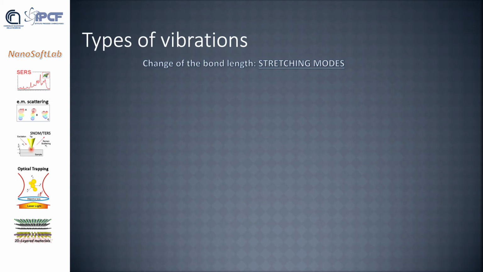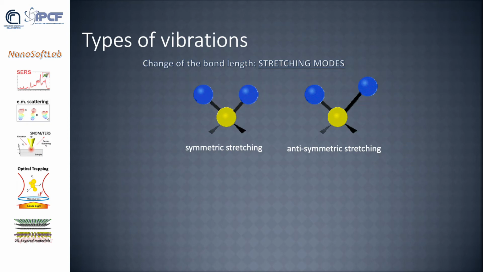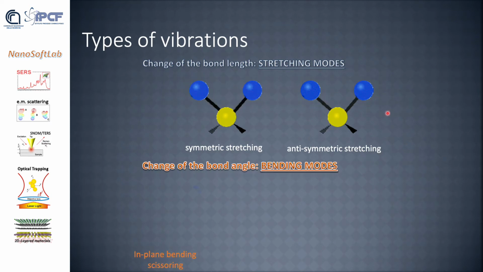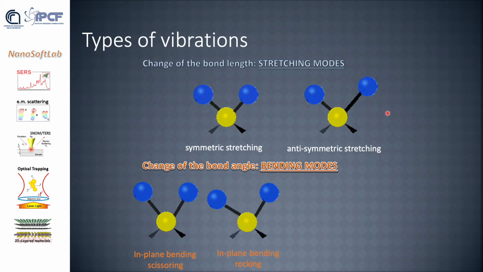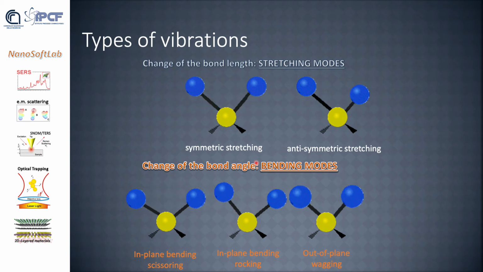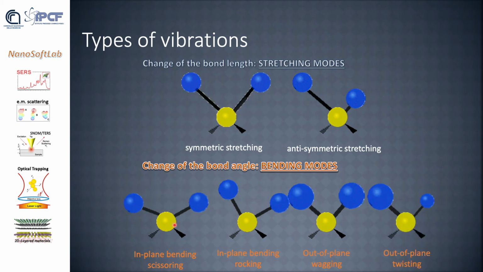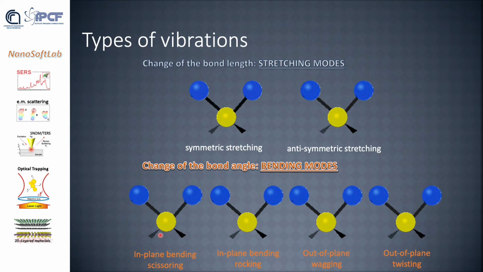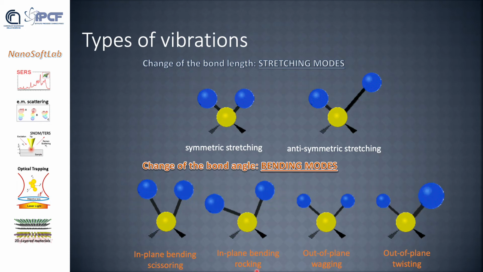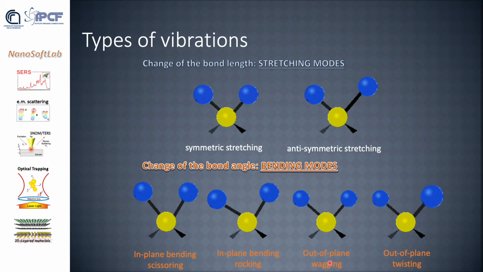There are different types of vibrations. There are vibrations that cause a change of the bond length, that are called stretching modes. This is a typical symmetric stretching mode, and this is a typical asymmetric stretching mode. There are other vibrations that change the bond angle but do not change the bond length, and these are called bending modes. Among the bending modes, the most important are the in-plane bending, scissoring, in-plane bending, rocking, out-of-plane bending, wedging, or twisting.